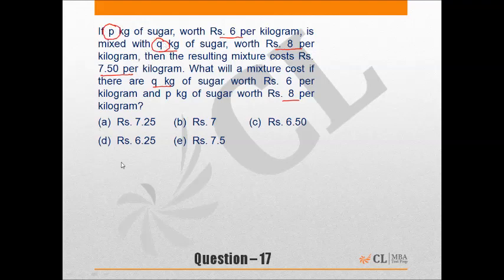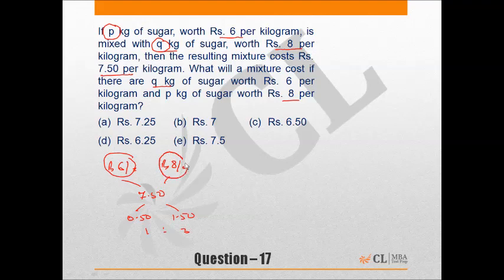You are mixing a 6 rupee per kg item with an 8 rupee per kg sugar item such that the average is 7 rupees 50 paisa. So the ratio of quantity should be 0.5 is to 1.5, or 1 is to 3. So you can say 1 kg of 6 rupee item and 3 kg of 8 rupee item.